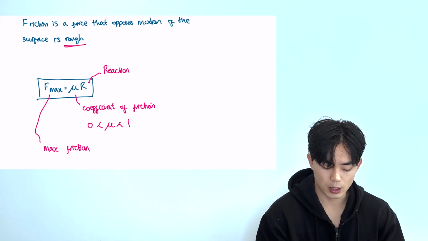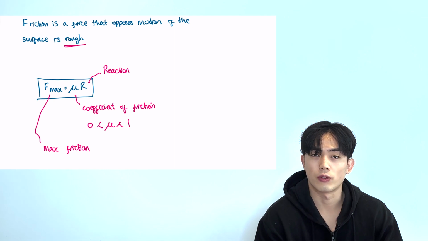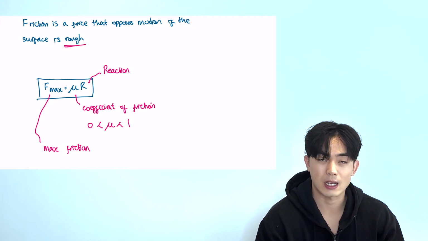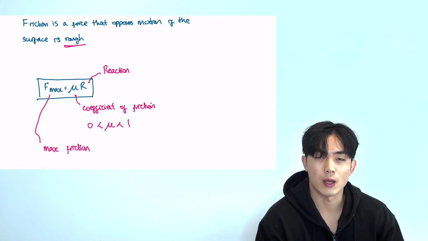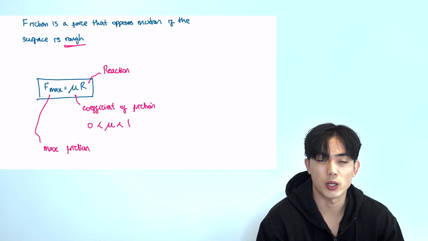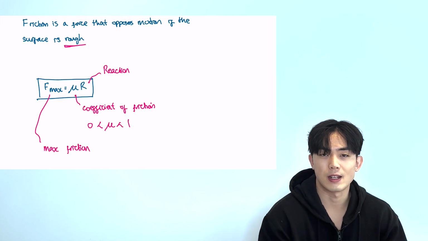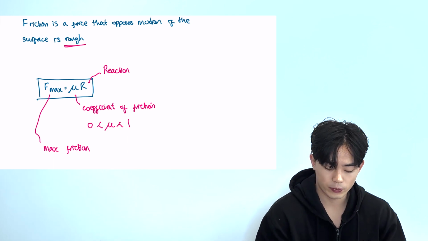So if you do mu times R, it gives us something called F max, or friction. And we call it max friction because that's the maximum amount of friction the surface will give out. If it doesn't have to give out the maximum amount of friction, it won't, but it just means that that's the limit of the frictional value it could give.